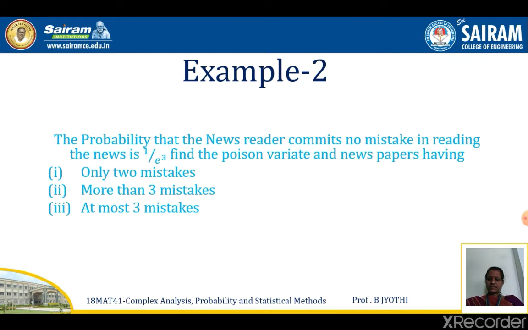Let's go for the next example. The probability that the news reader commits no mistake in reading the news is 1 upon e power 3. Find the probabilities that a newspaper has only 2 mistakes, more than 3 mistakes, and at most 3 mistakes.